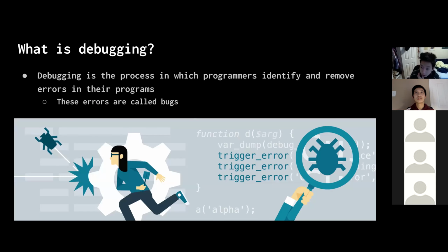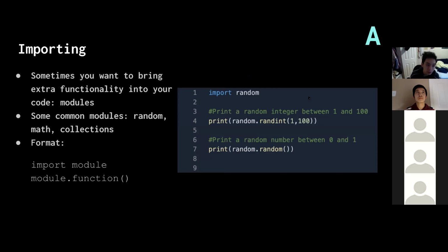So what is debugging? Debugging is a process in which a programmer identifies and removes errors in their program. These errors are called bugs, hence the debugging. We just went over errors pretty quickly, because the whole process of errors and debugging is less of a thing that gets taught and more of a thing that you do. As you code more and run into more errors, you learn by experience how to solve them.